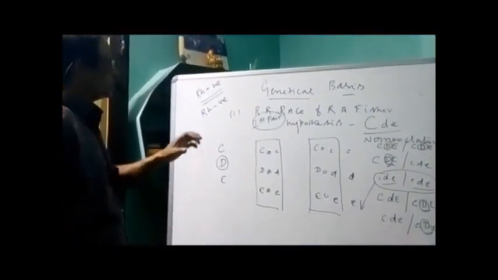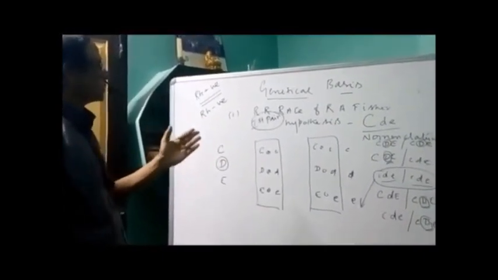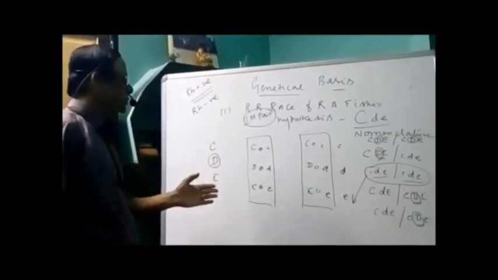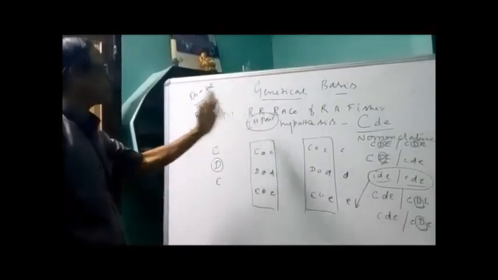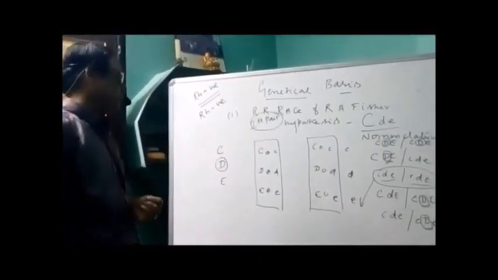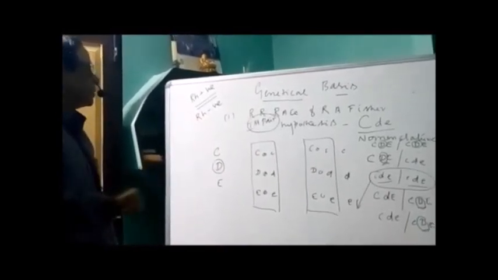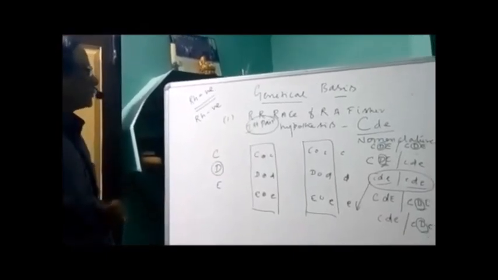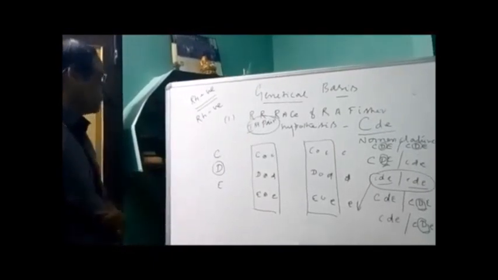So this is what is called the CDE nomenclature, proposed by R.R. Race and R.A. Fisher, who described three different alleles present at three different loci linked together in chromosome number 1, responsible for the production of the RH antigen. This is what is called the Race and Fisher hypothesis. The one commonly used today is the CDE nomenclature.